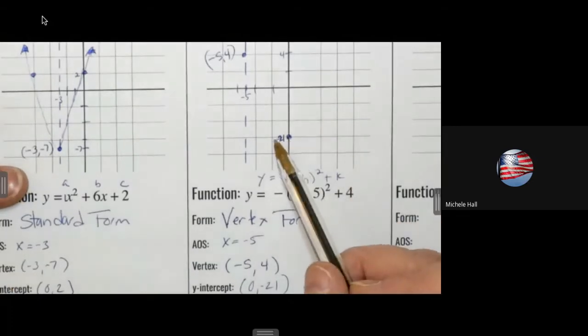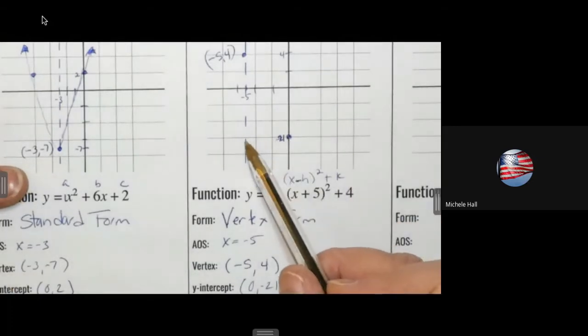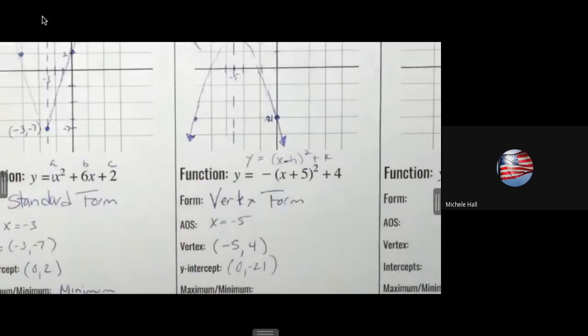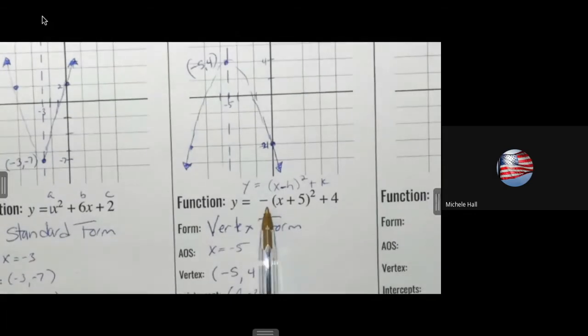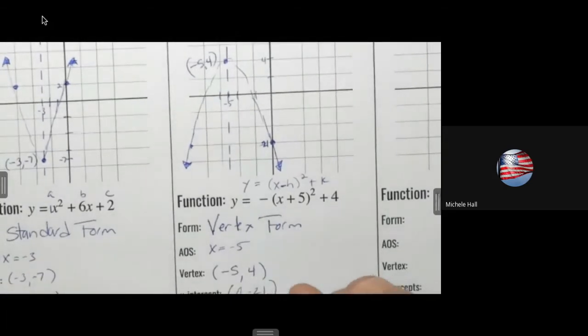So I am 1, 2, 5 units away. Does it make sense it's facing downwards? Matt, why does it make sense that it's facing downwards? It's got a negative out front of it. That tells us that's going to be a maximum. It's facing downwards. It's the highest it can go. Maximum.